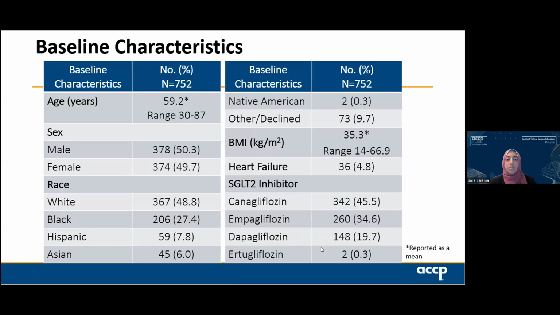So here we have outlined some of our baseline characteristics. On average, our patients in the study were about 59 years old, male and female alike, from a diverse ethnic background. The mean BMI was about 35, and the most common SGLT2 inhibitor that was used at the time was canagliflozin, with just under 5% of patients having a documented indication of heart failure.